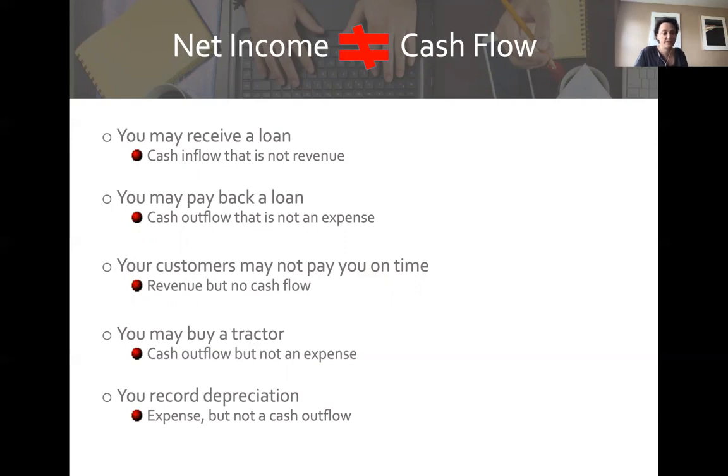If you buy a tractor, you've made an investment in your business, you have a cash outflow, but not an expense. And finally, if you record depreciation, depreciation is a non-cash expense. So you'll see the expense on your income statement, but you won't have the cash outflow.